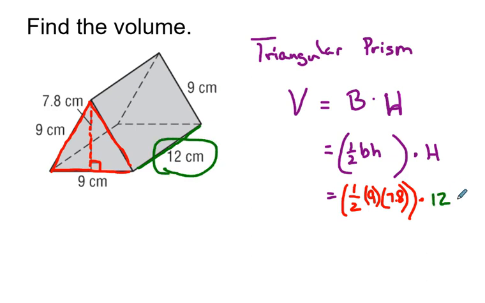And then all that's left for me to do now is to multiply this out. Let's see, this first part was 35.1. And this part was 12 still. And then if it's all multiplied together, that comes out to 421.2. And this time our units were centimeters, so the volume would be centimeters cubed.